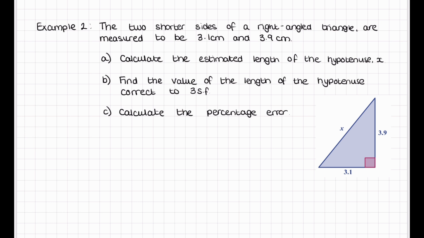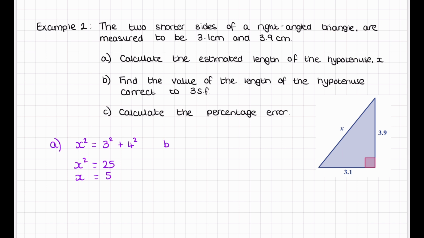First of all, calculate the estimated length of the hypotenuse. When we're calculating an estimated length, we just think about how could I work this out if I didn't have a calculator? And it would be to round the 3.1 to 3 and the 3.9 to 4. That is able to give me an estimation, okay? And if we do this, we'll end up with 25, so x will equal 5. So that is an estimated length of the hypotenuse based on the other two sides being 3.1 and 3.9. Say if I didn't have a calculator, that's what I'd do.